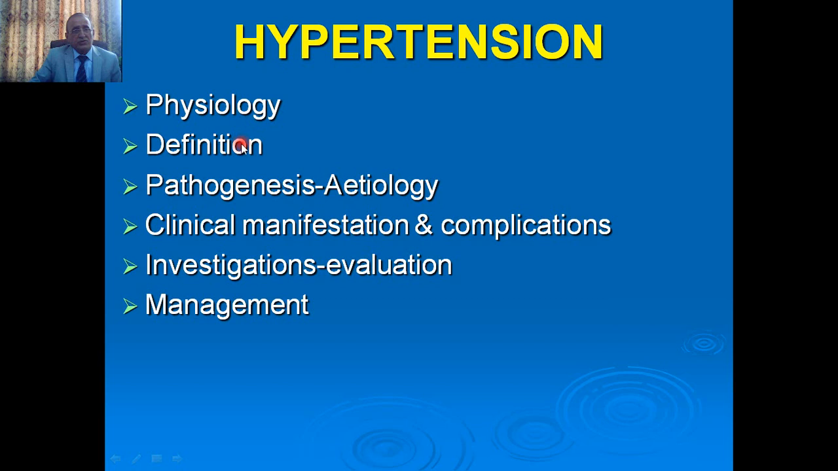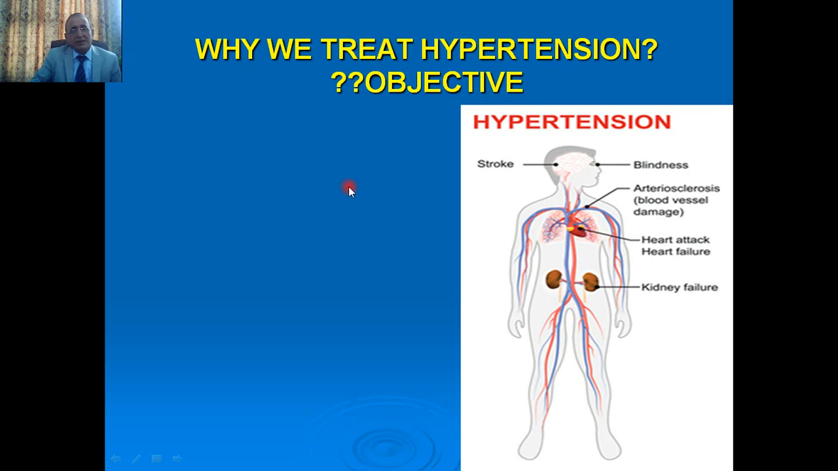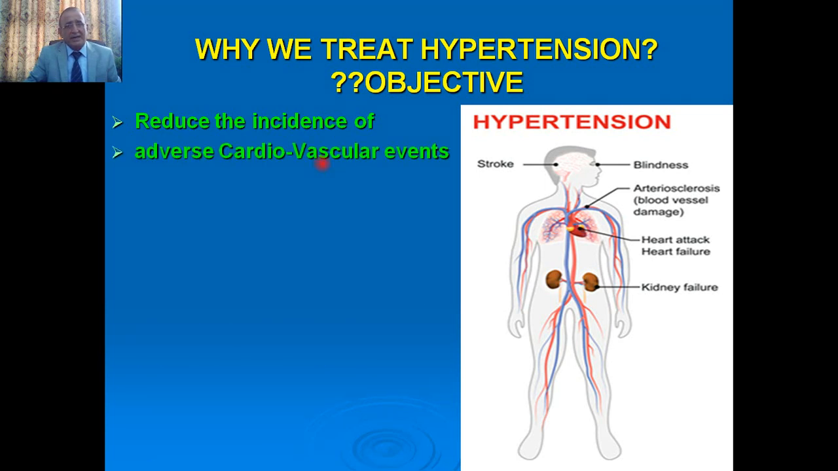We'll go through physiology, definition, pathogenesis and etiology, clinical manifestations, complications, investigations, and management. Before everything, I would like to ask why we treat hypertension. What's our objective? Think for a while. It is not a matter of decreasing blood pressure as a figure. The idea is to reduce the incidence of adverse cardiovascular events like coronary artery disease and cerebral artery disease, stroke, and cardiac disease. This is the main objective in treating hypertension.